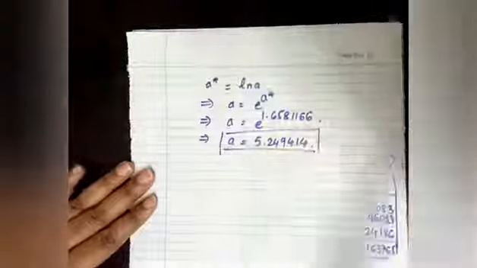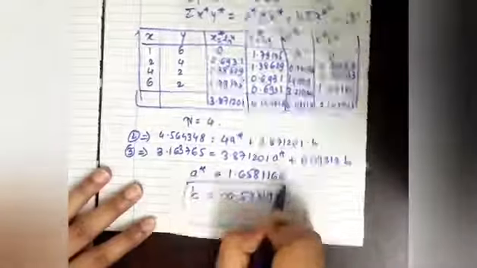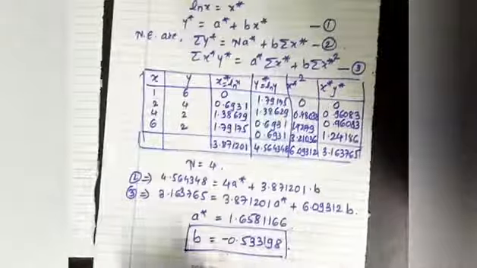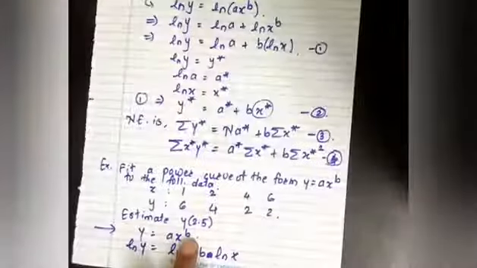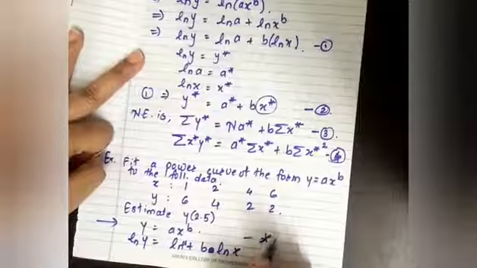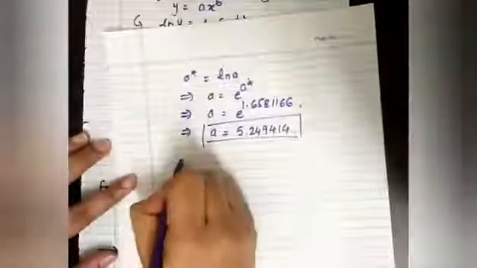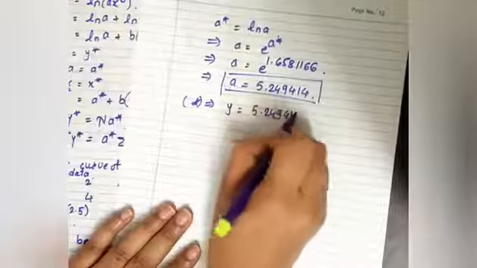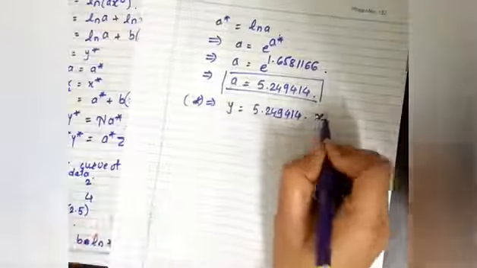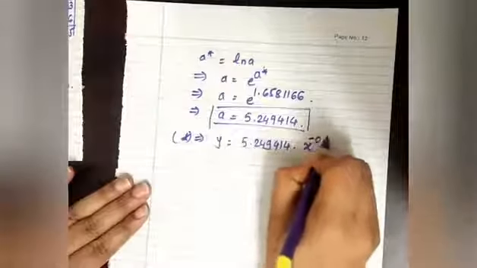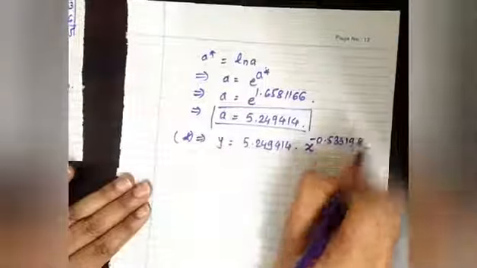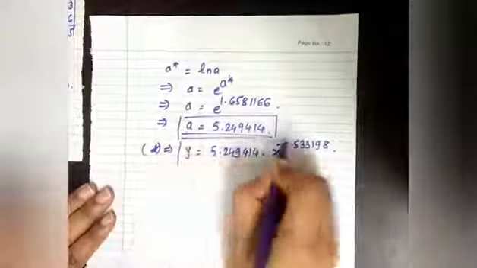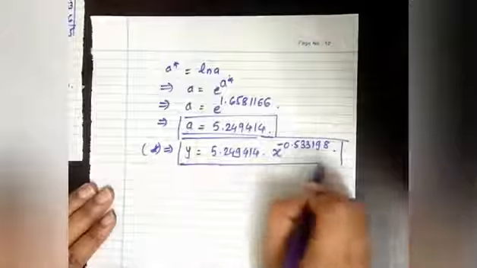We have a, we have b, and as we have a and b, we'll substitute in your original equation, call it star. So star becomes y is equal to a, 5.249414, into x raised to b, and b is minus 0.533198. This is the required fitting of the power curve.